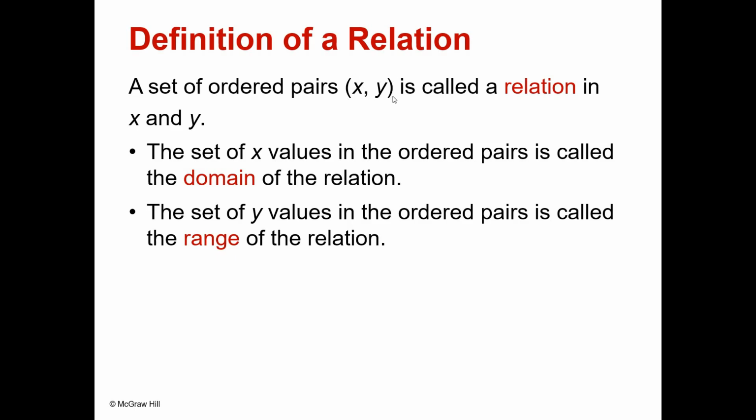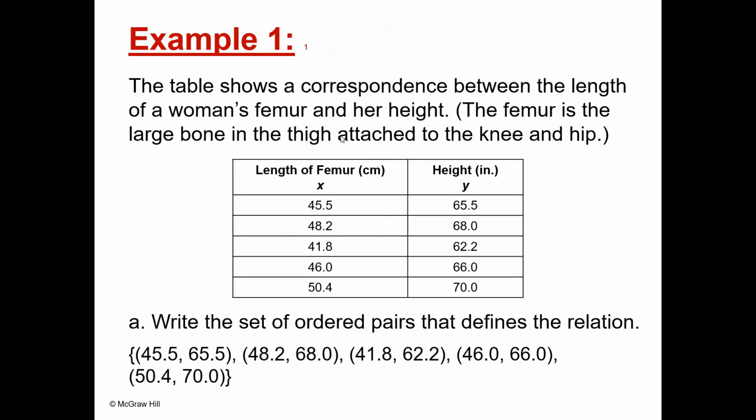This ordered pair is also called a tuple, and it consists of two values. The first value is the x value, and the second value is the y value. The set of x values in the ordered pair is called the domain of the relation, and the set of all y values in the ordered pair is called the range of the relation. So we have two values. This is a relation, and the x values are the domain and the y values are called the range.